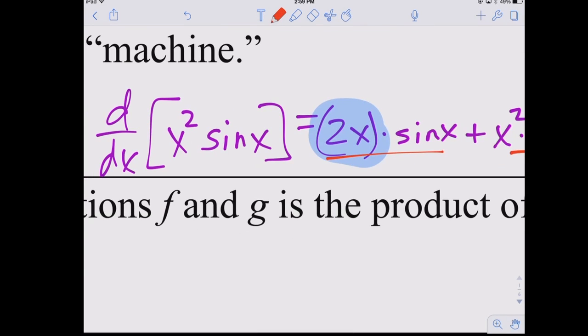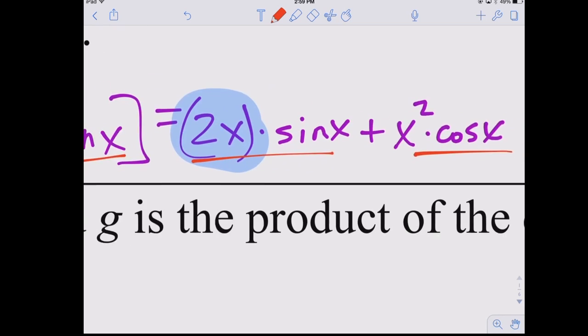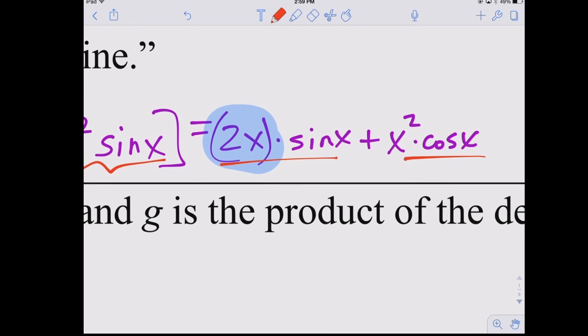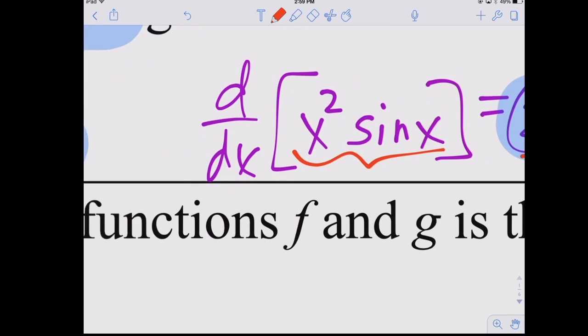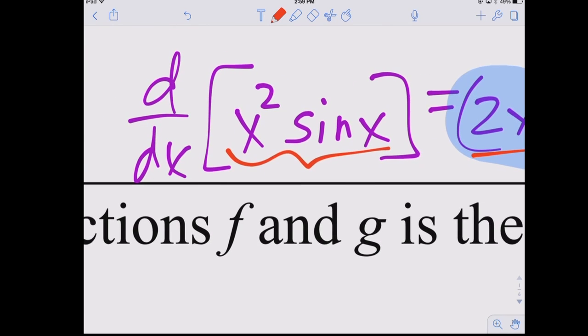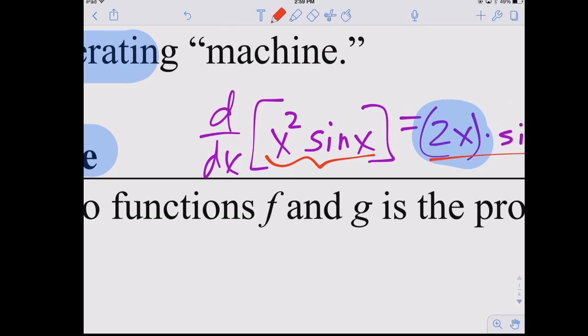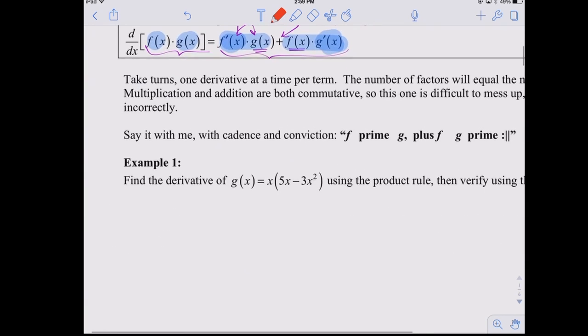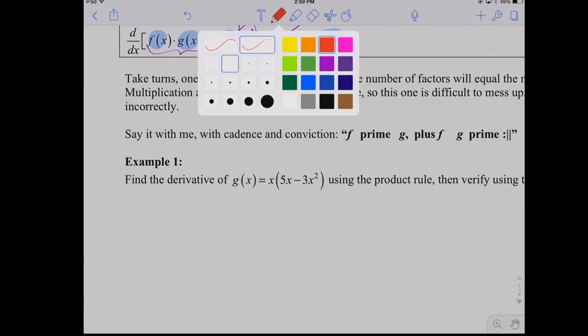1, 2 terms. And how many factors did I start with? 2. So you take the derivative 1 factor at a time per term. Guess what? If you had 3 factors to start with, guess how many terms you're going to have? 3. And in each term, you're just taking the derivative of one of them. That's the product rule.